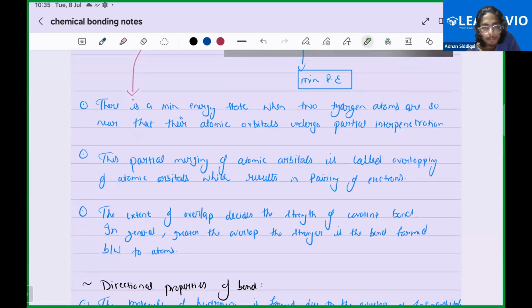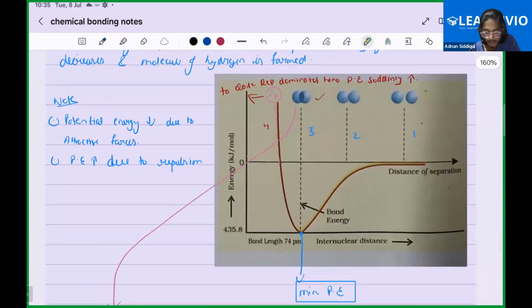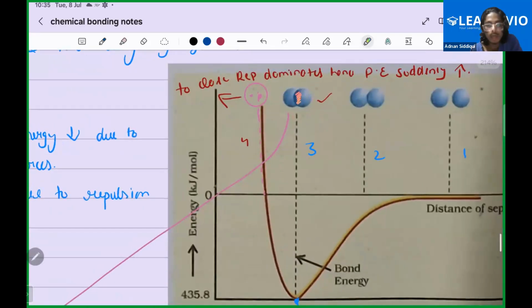The extent of overlapping decides the strength of the covalent bond. In general, the greater the overlap, the stronger the bond formed between two atoms. Like this, if your bond has more overlap, the bond is stronger. But you should not force it to move too close. If you force it too close, it will suddenly push each other away due to the very high repulsion of the nuclei, right?